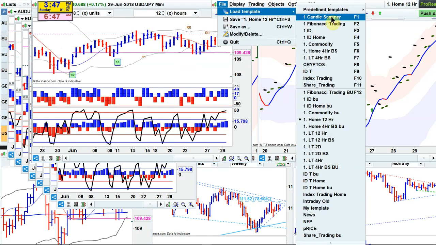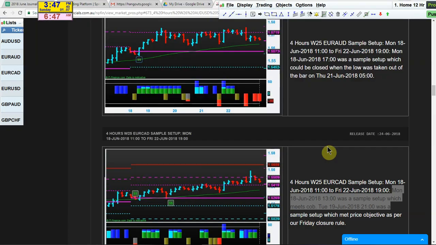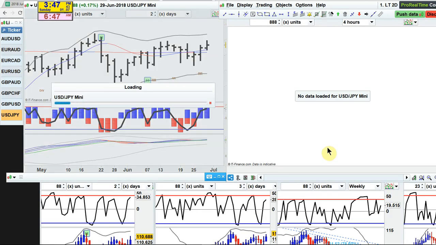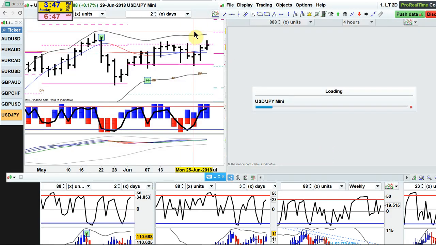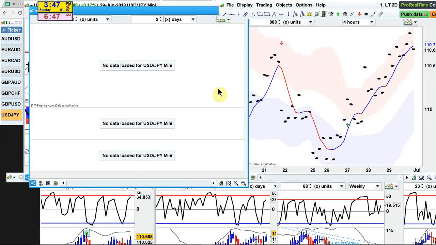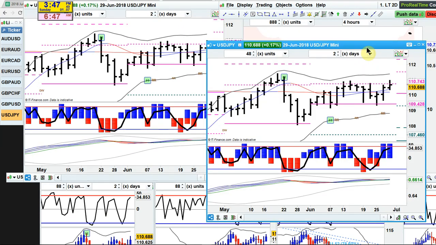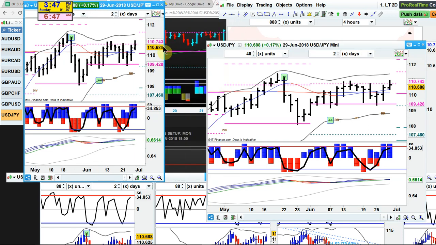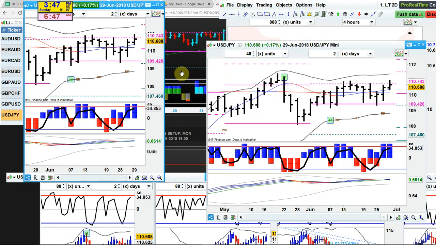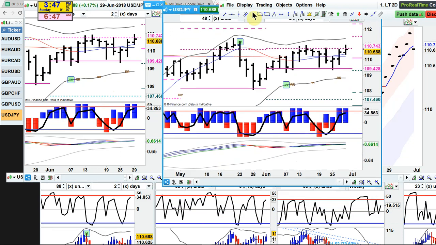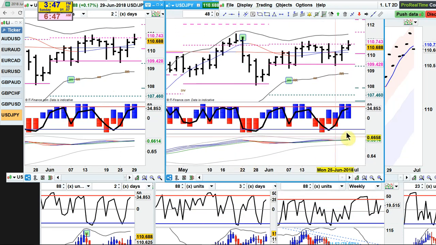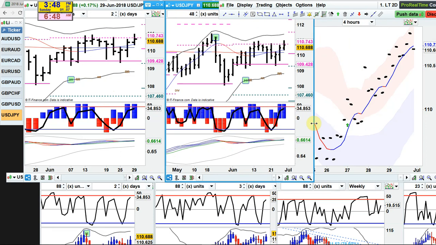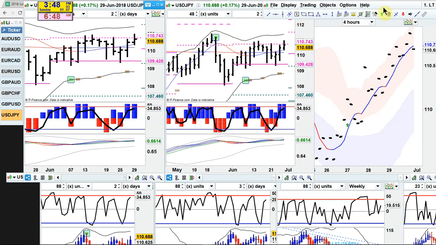So go here in 2D. And right click here and do a duplicate chart. And put it side by side. So he is requesting to see, because he is a full time trader, he has left his job and is doing full time trading. So I will consider all his requests because he has taken the plunge.